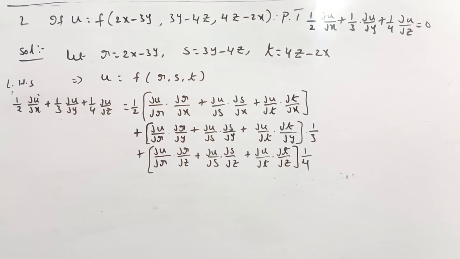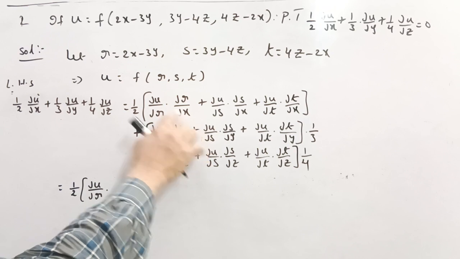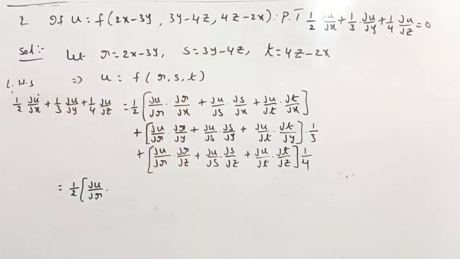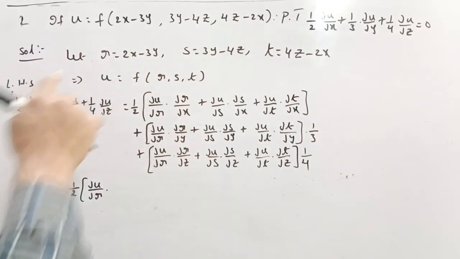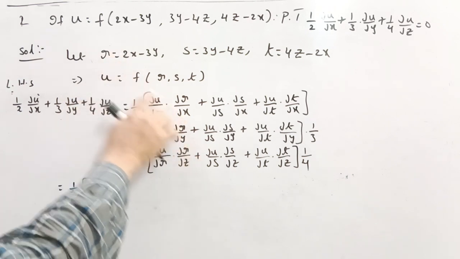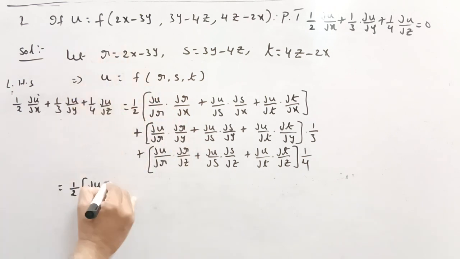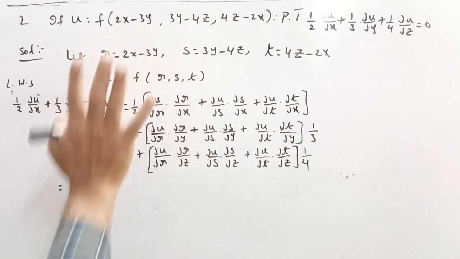Coefficient of 1 by 2, he gave here. Now see here, this is equal to 1 by 2 ∂u/∂r into ∂r/∂x. What is r here? 2x minus 3y. You have to differentiate with respect to x. x is 1, so I get 2. No x here, 0, correct?